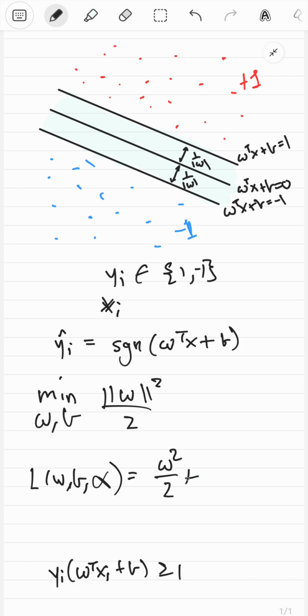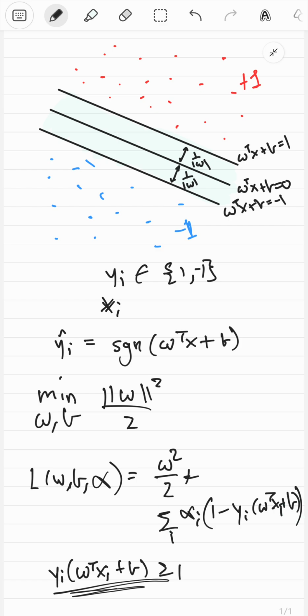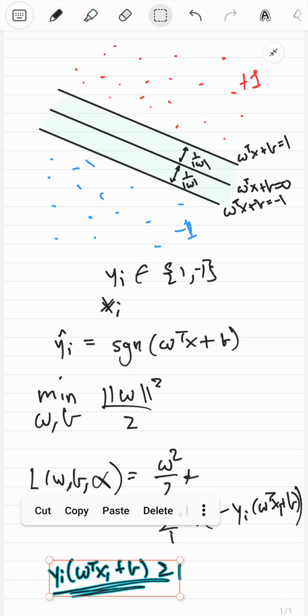Plus, for every single one of these points, we'll penalize by something. We'll penalize by alpha i, which is sort of like a Lagrange multiplier, so it's a positive quantity, greater than or equal to 0, times this term. If it's less than 1, we want to penalize; if it's bigger than 1, it's actually a good thing, so it doesn't really matter. So we just have 1 minus yi times this whole thing, summed over all the samples. That's our loss function.